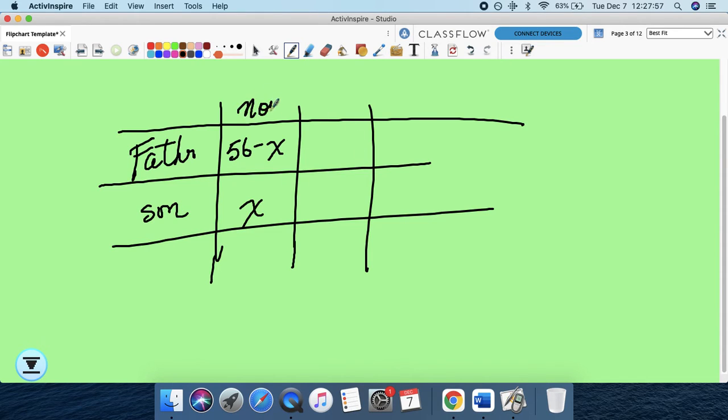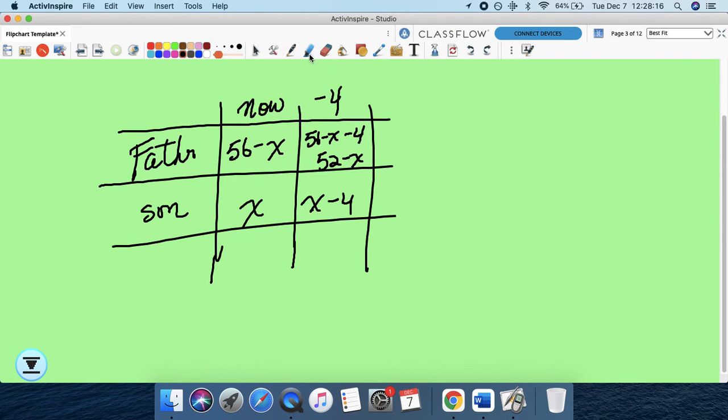That's now, but 4 years ago, the son was his age minus 4, and 4 years ago the dad was 56 minus x, right, his current age, and we're going to take away 4, which means he was actually 52 minus x years old 4 years ago. Now 4 years ago they had another special relationship which said that 4 years ago the father was 3 times the age of the son. Well, that's 4 years ago, so let's use that.